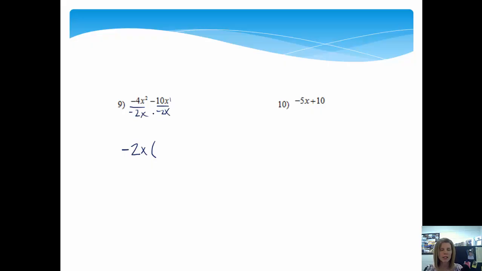Be real careful not to skip steps here. Negative 4 divided by negative 2 is 2. X squared over x, if I subtract my exponents, I'll just get x to the first, or just x. And then I'm ready to divide again. Negative 10 divided by negative 2 is a positive 5, and my x's, since they are exactly the same, are going to zap each other out. And that should be your answer factored.